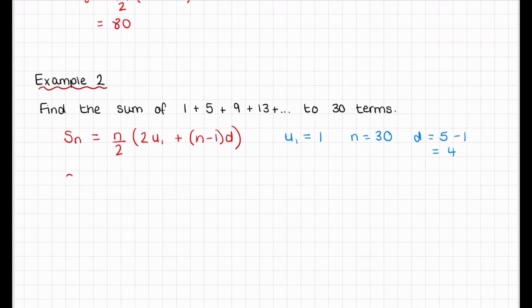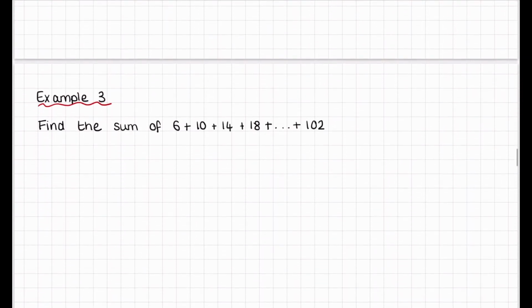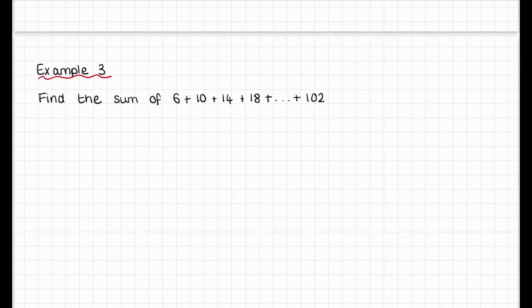So we want S of 30, the sum of the 30 terms, equals n, which is 30, divided by 2, multiplied by 2 times u1, which is 1, plus n, which is 30, minus 1, multiplied by our difference, which is 4. Put that in your calculator and you'll get 1,770.